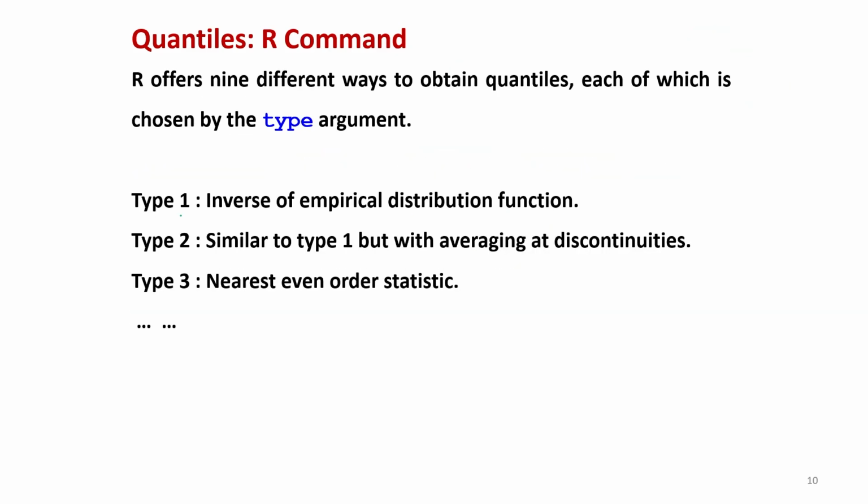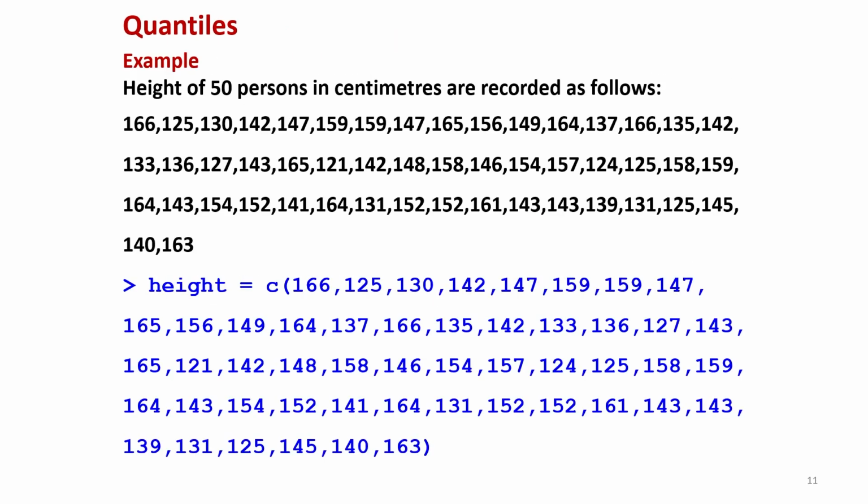So for example, if you give type 1, then the inverse of the empirical distribution function concept is used in the algorithm. Type 2 is similar to type 1, but with averaging at discontinuities. In type 3, the nearest even order statistic is used, and so on. You can see these details in the help menu.